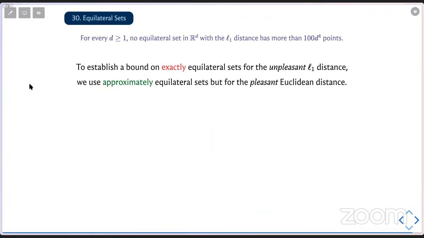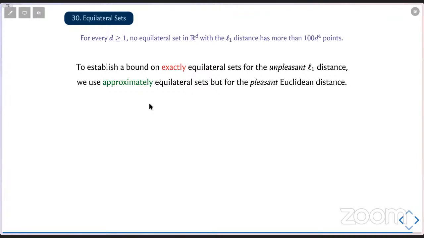Here is the English version of the roadmap. The L1 distance is apparently unpleasant. I don't know, it looks cute enough to me, but it's apparently not easy to work with, as you'll probably find out if you actually work with it, which is not me. But anyway, L1 is messy, but we already understand stuff about Euclidean distances, especially in terms of bounds for approximately equilateral sets. This is something that we already have from the proposition that we saw earlier.